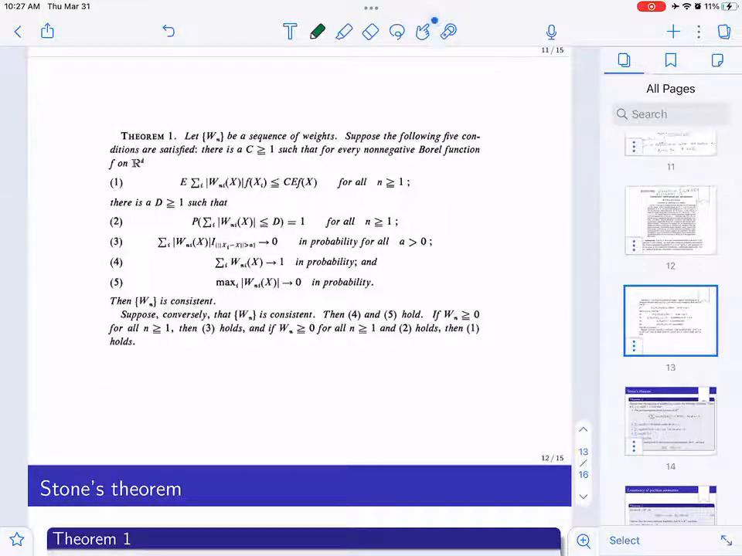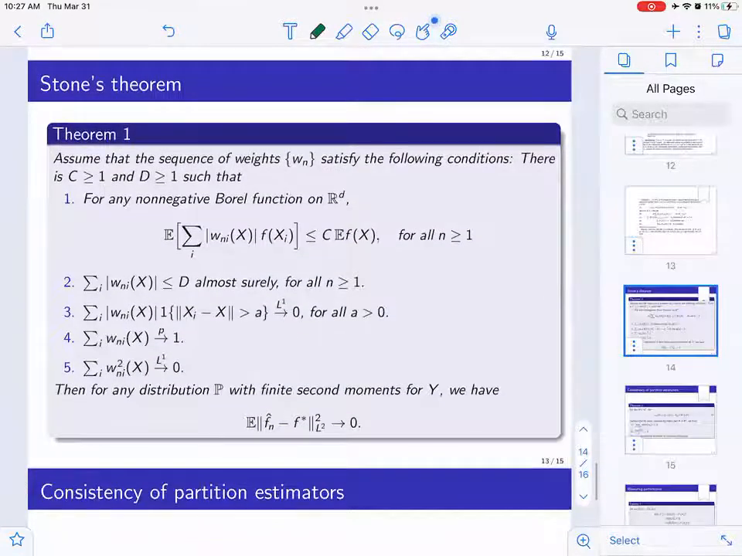I'm going to format it a little bit and change some of the conditions, but it's very similar to what we're going to talk about. You can go back to this paper and check; some of the assumptions are slightly different, but most of the assumptions are the same. So assume that we have a sequence of weights satisfying the following conditions. There's a constant C, there's a constant D, such that these 5 conditions hold. Then for any distribution P with finite second moments for Y, we have this consistency.